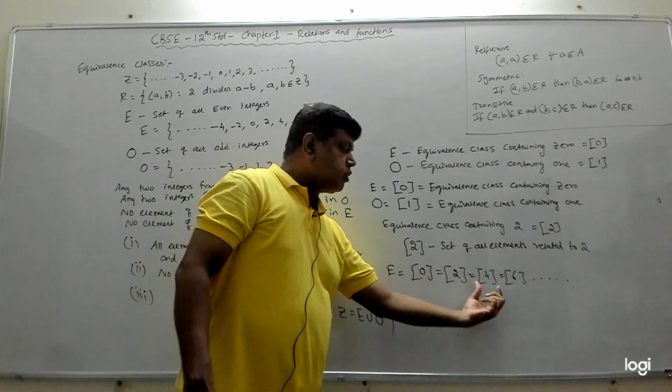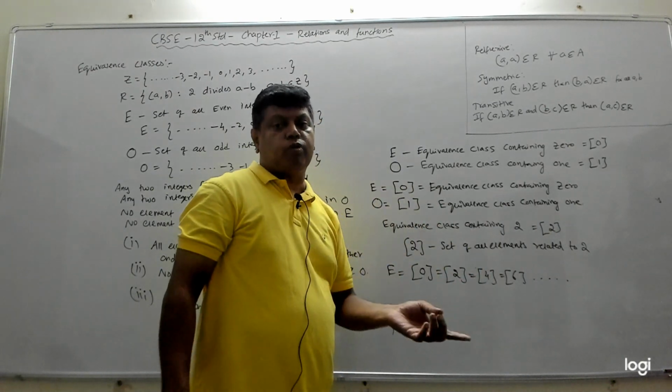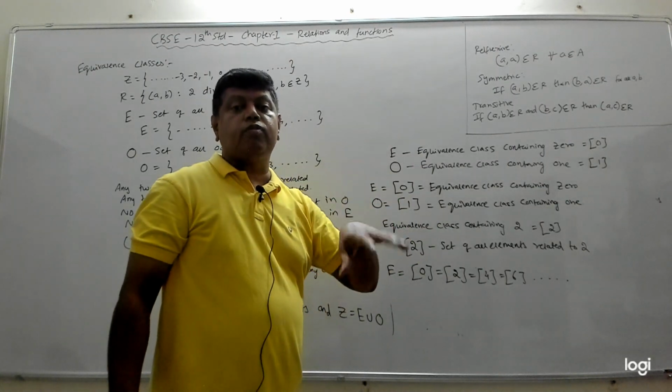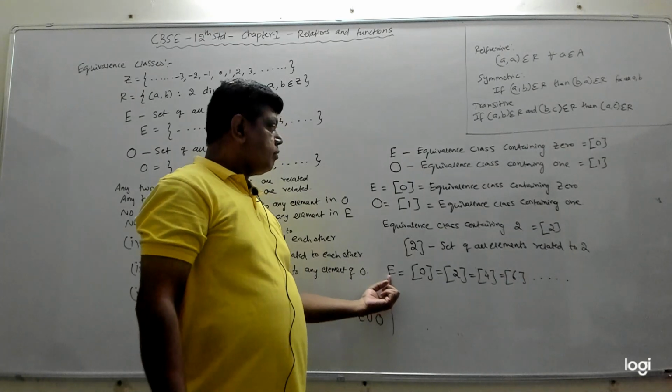So this box of 4 means the set of all numbers which are related to 4. And the set of all numbers related to 4 is the set of all even integers, which means it is E, which is this set. This is the set of all even integers.